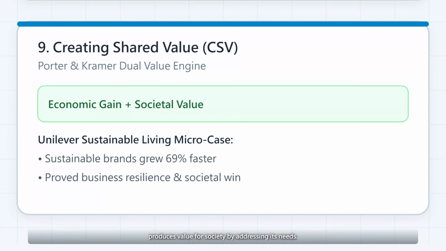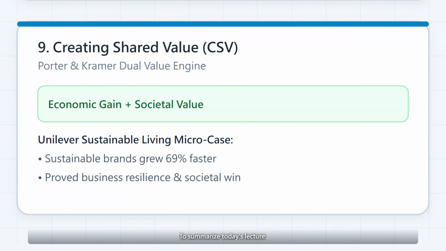A prime example is Unilever's Sustainable Living Plan. Unilever embedded plastic reduction and sustainable sourcing directly into product business models. Unilever's sustainable living brands grew 69% faster than the rest of its portfolio.